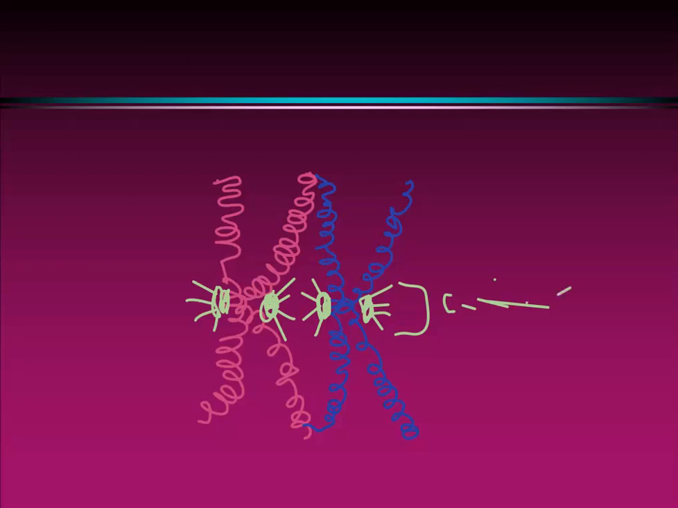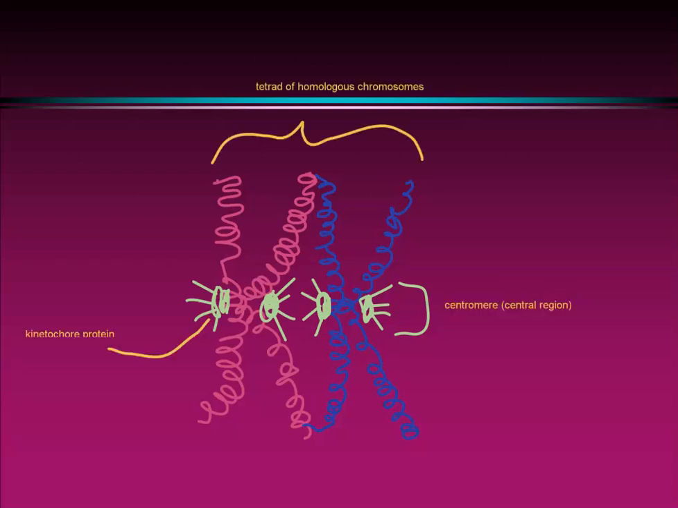That didn't come out too great. Let's see here. Okay, that's a little bit better. So now you can see I've labeled the centromere, which is the central region where the pairs of sister chromatids are attached. And at each centromere is a kinetochore protein. I've also added a note up at the top that this whole thing, this association of two pairs of sister chromatids, is called a tetrad of homologous chromosomes.